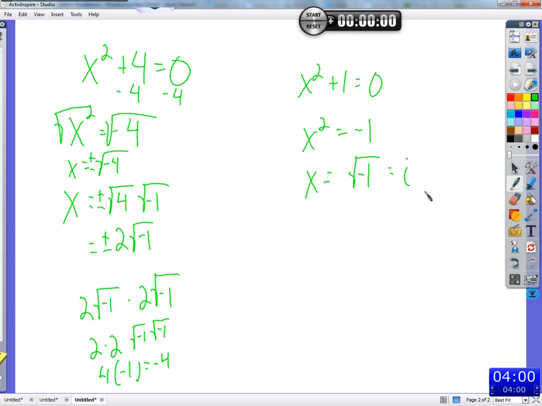So like I said, I'm going to show you why we would even bother. Why would we bother having the square root of negative 1 tag along with the solutions rather than just saying, hey, there's no real numbers that work, so what's it matter?